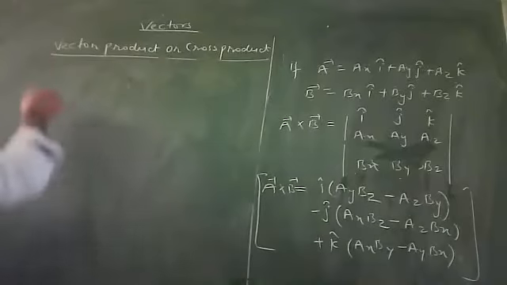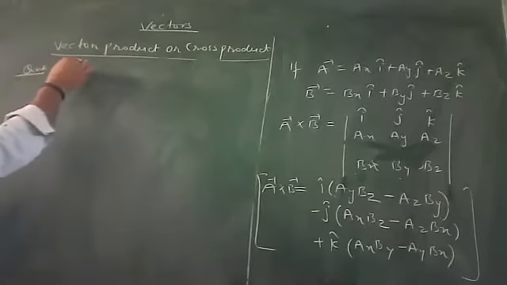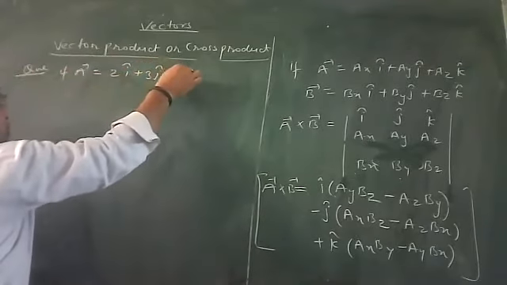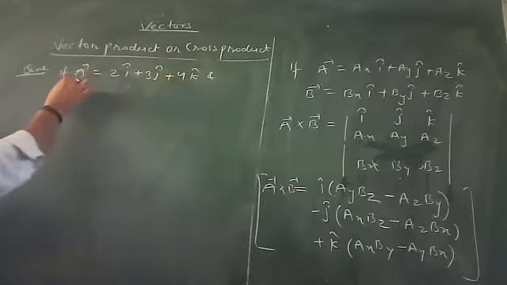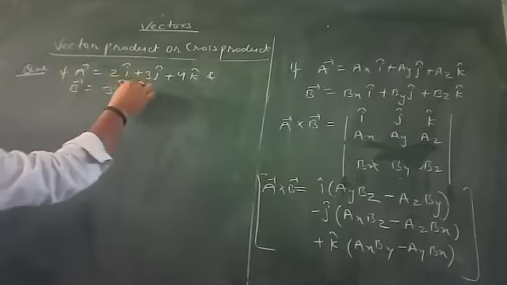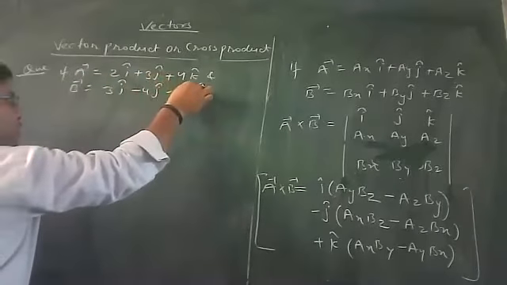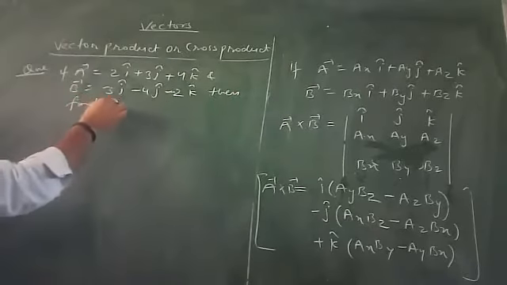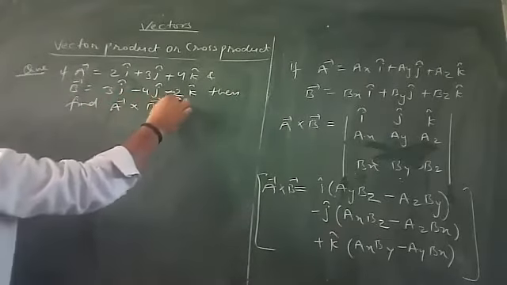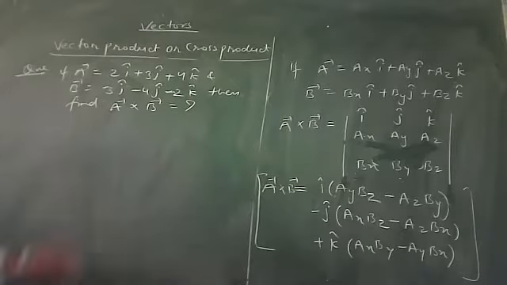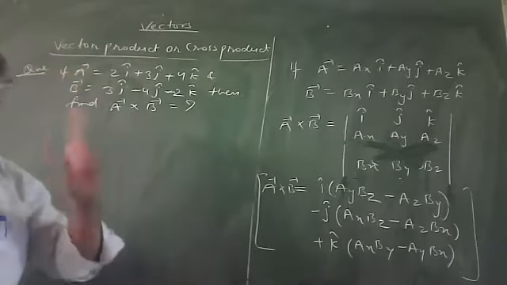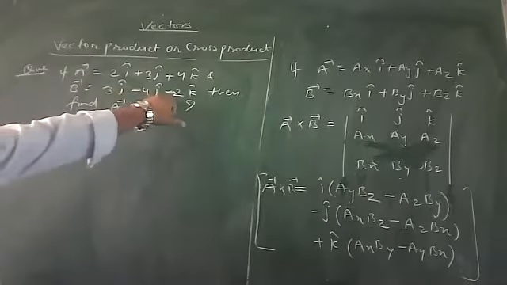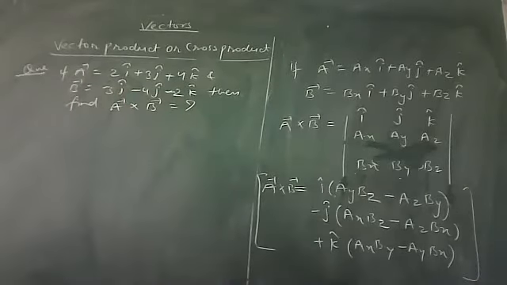Please write a question here. If vector A equals 2i cap plus 3j cap plus 4k cap, and vector B equals 3i cap minus 4j cap minus 2k cap, then find A cross B. Vector A is given to me as 2i cap plus 3j cap plus 4k cap, vector B is given as 3i cap minus 4j cap minus 2k cap, and I have to find the value of A cross B.